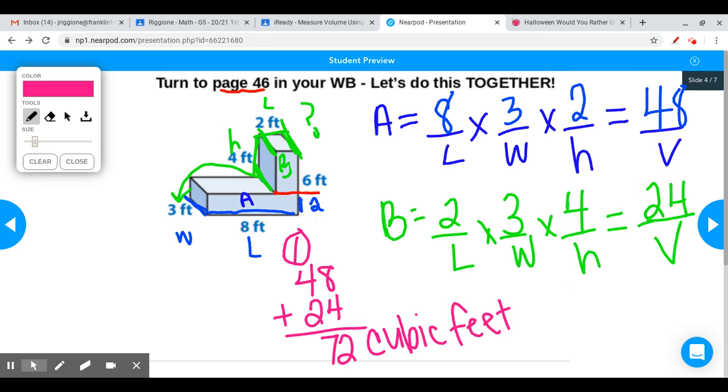So you're going to be doing this on the next 2 examples independently. Step 1, you want to cut the shape into 2 rectangular prisms. Then you want to find the length, width, height, and volume of each prism, and then add those 2 volumes like we did with the 48 and the 24 to get a final total volume.